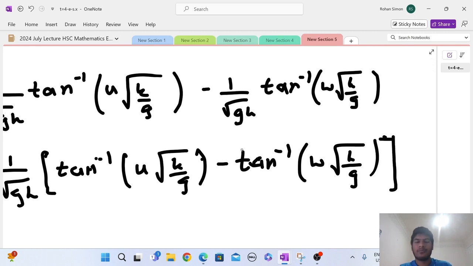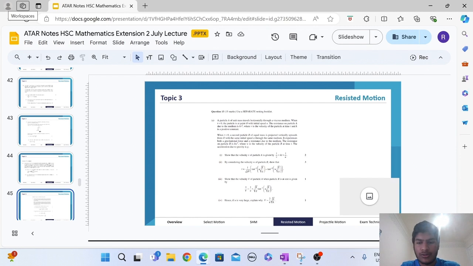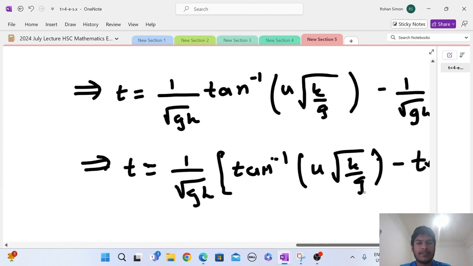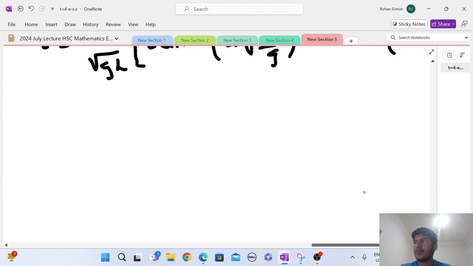And so we're done. Okay, so that was part 2, 3 marks, not too bad. Part 3 says show that the velocity of the particle A when particle B is at rest is given by that. Okay, it's an interesting question. So when particle B is at rest, we're asked to find the velocity of particle A, right? So if particle B is at rest, that means that W equals 0, right? So if W equals 0, let's see what that gives us in terms of our time expression.